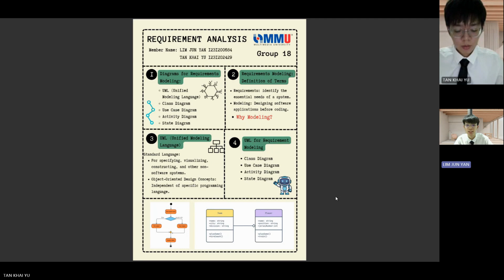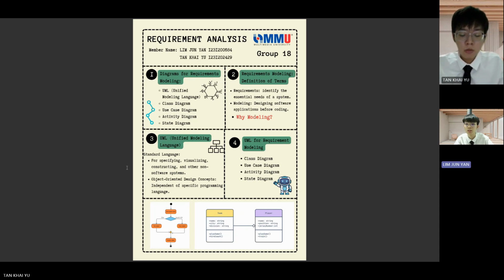Now we are presenting about the requirement analysis. The first is requirement modeling. Requirements describe the essential needs of a system for its proper functioning and user satisfaction. For example, in a school management system, teachers should be able to input and modify student scores. In an e-commerce website, users should be able to search for products and make purchases.